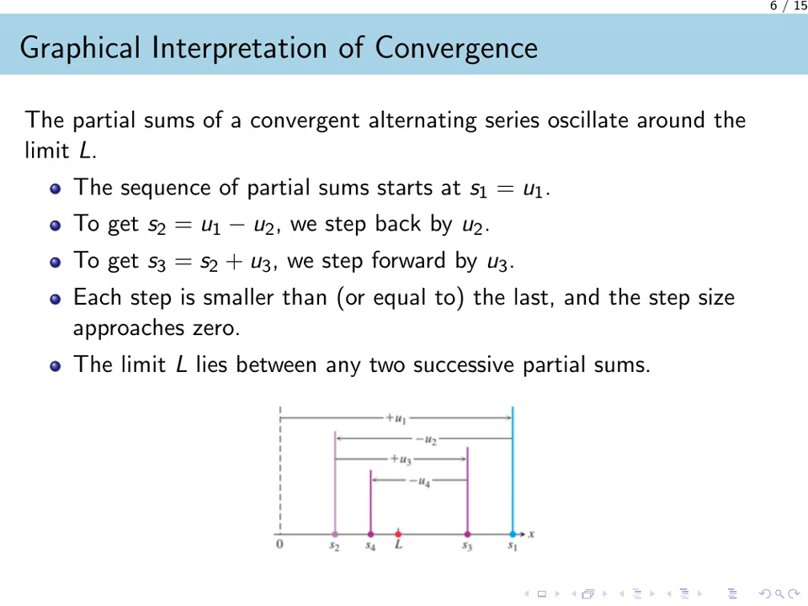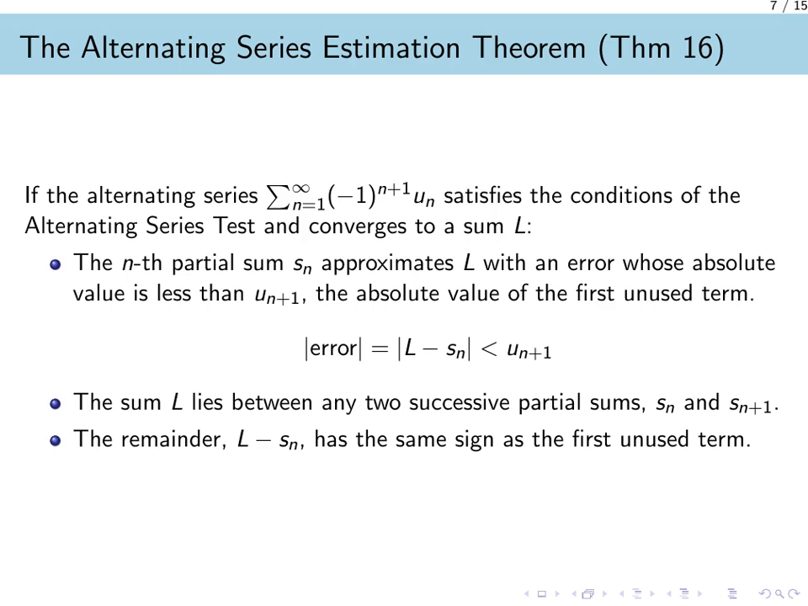This causes the partial sums to oscillate with decreasing amplitude, homing in on a single value. The key takeaway is that the true sum of the series, L, is always trapped between any two consecutive partial sums. Now that we know how to test if an alternating series converges, we can ask how to estimate its sum. The alternating series estimation theorem provides a powerful and simple way to determine the accuracy of our approximation.